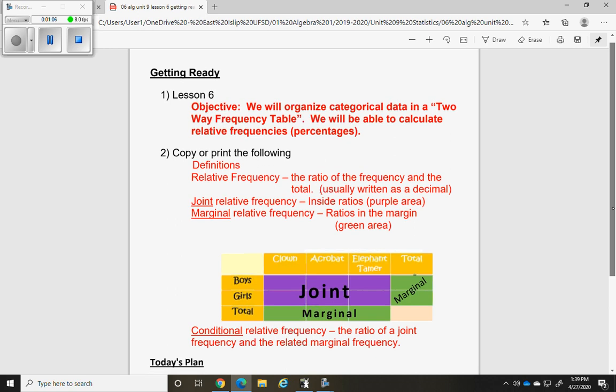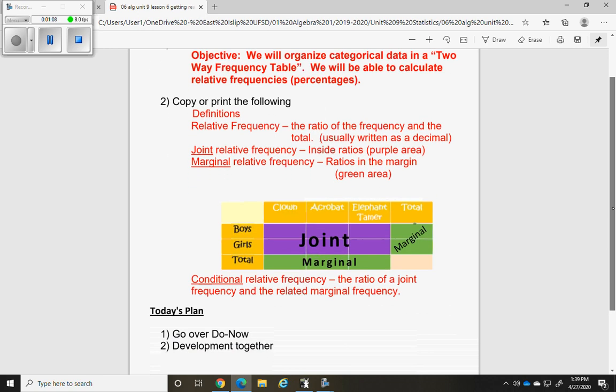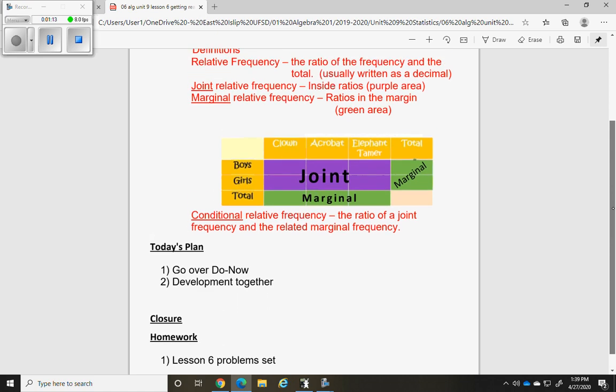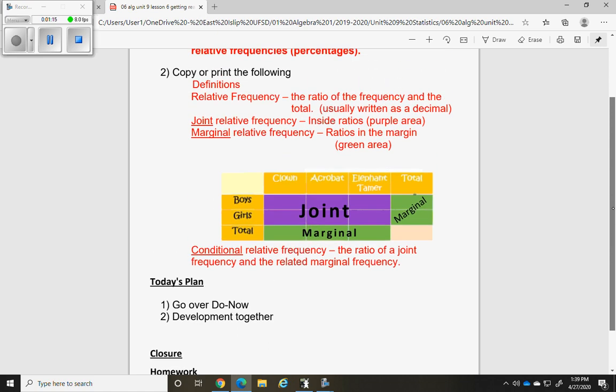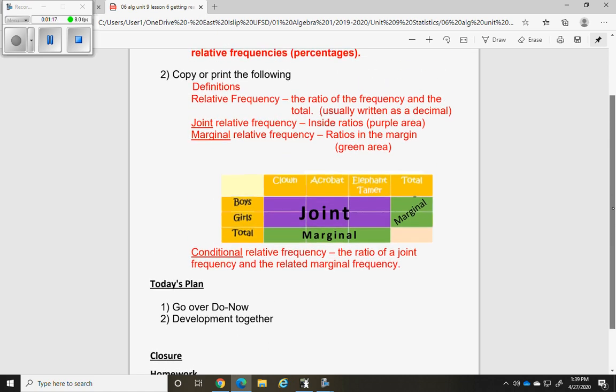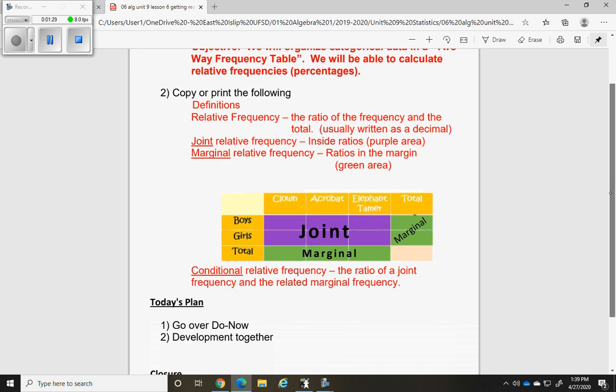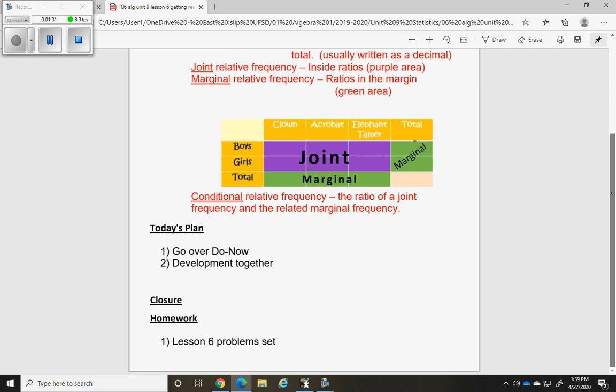And there's something that we're going to be talking about called conditional relative frequency. So the tricky part about this lesson is that it's more reading comprehension. Some people get tricked. They don't know, like, am I doing relative frequency? Am I doing the joint relative frequency? Is it marginal? Is it conditional? So you have to be really careful with the words. I will go over the do now with you and do the development with you, and then your homework is to do the problem set.